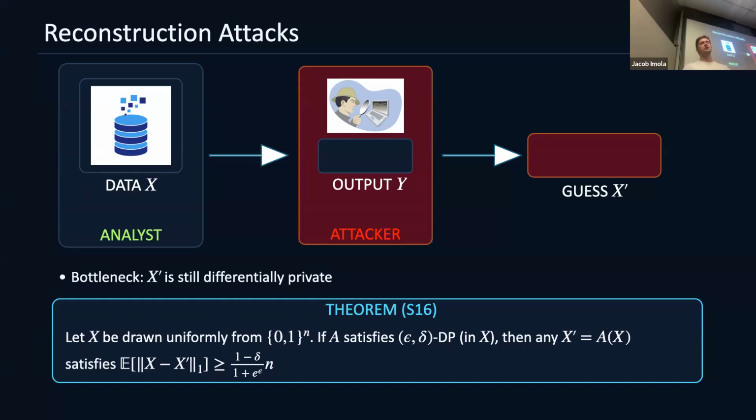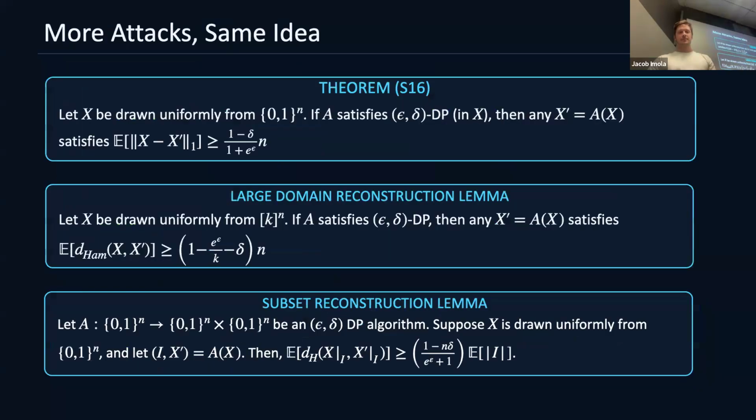If the algorithm were able to pinpoint and say, I am able to get all of these endpoints correct with 80% accuracy, but my prior was 50% accuracy, then that wouldn't be private. So that was the simplest reconstruction attack.